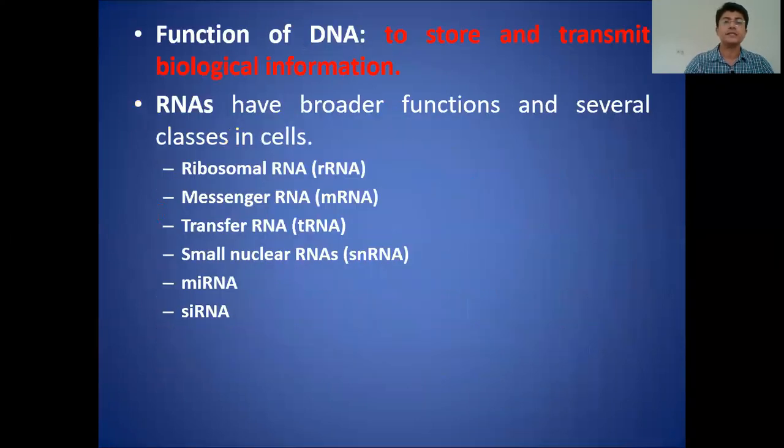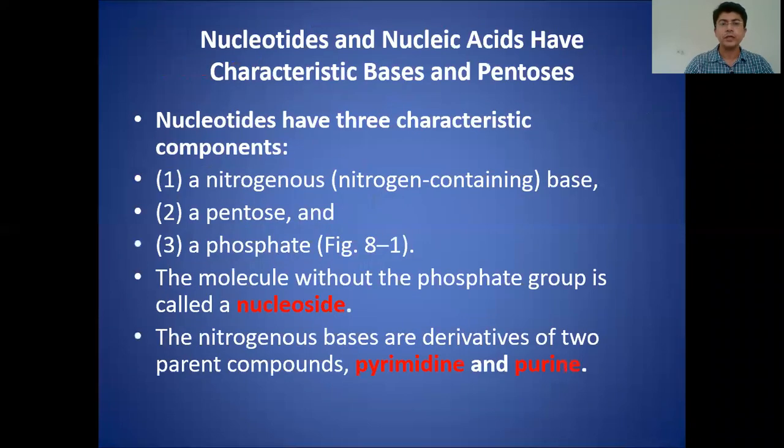The functions of these nucleic acids are different. For example, DNA has a function to store and transmit the biological information, whereas RNAs have broader functions, and several classes of RNA molecules are found in cells. Some of them are listed in this slide: ribosomal RNA, messenger RNA, transfer RNA, small nuclear RNA, miRNA, siRNA, and so on.